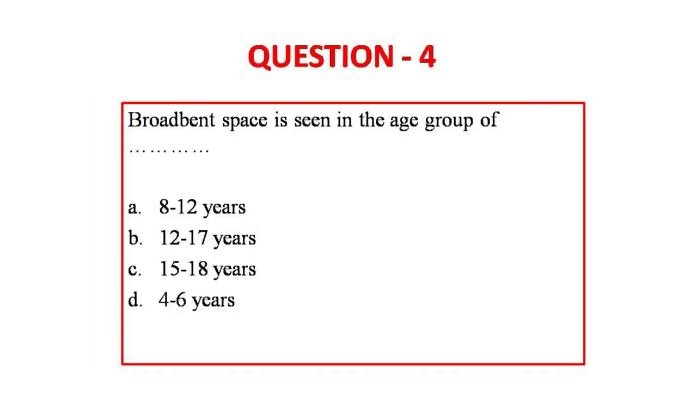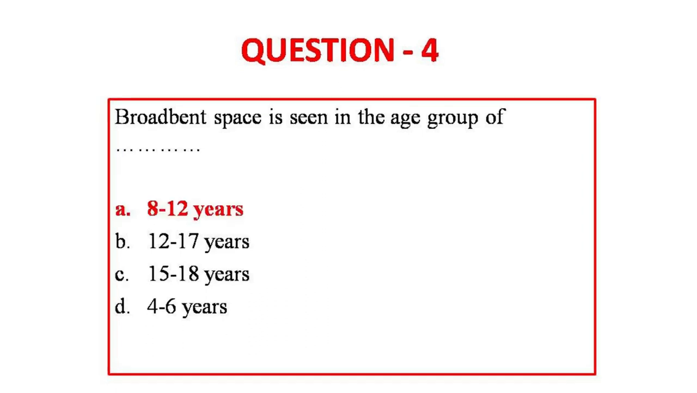Moving on to question number 4. Broadbent space is seen in the age group of, they've given options 8 to 12 years, 12 to 17 years, 15 to 18 years and 4 to 6 years. The answer to this question is 8 to 12 years. This is called as a Broadbent space, or as we all know, it is called as the ugly duckling stage. It is mostly seen between this 8 to 12 years.